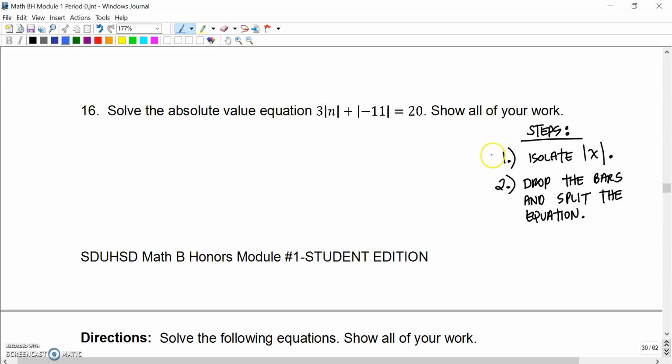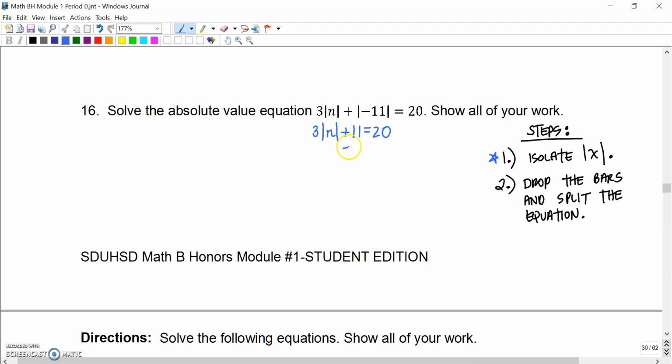So this first step, though, is critical. We do not want to drop the bars. We want to isolate our variable. So in this case, we will keep the bars for n. We do not distribute the 3 inside. We do plus absolute value of negative 11 is 11 equals 20. So we're basically going to redo steps from 7th grade on how to isolate a variable, but we're not going to tinker with these bars right now.